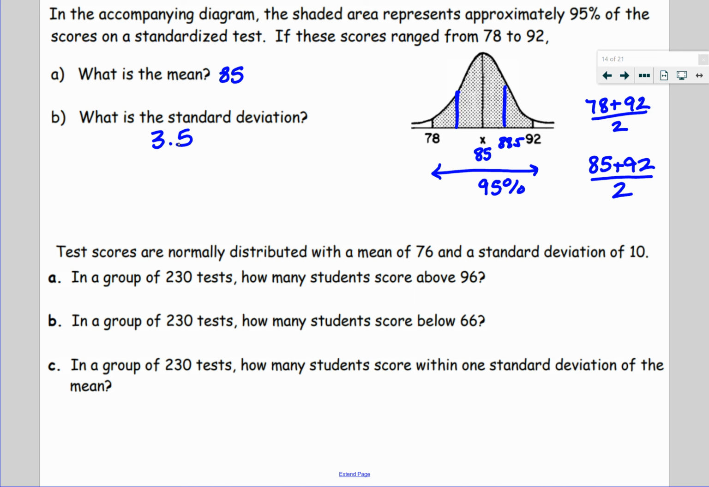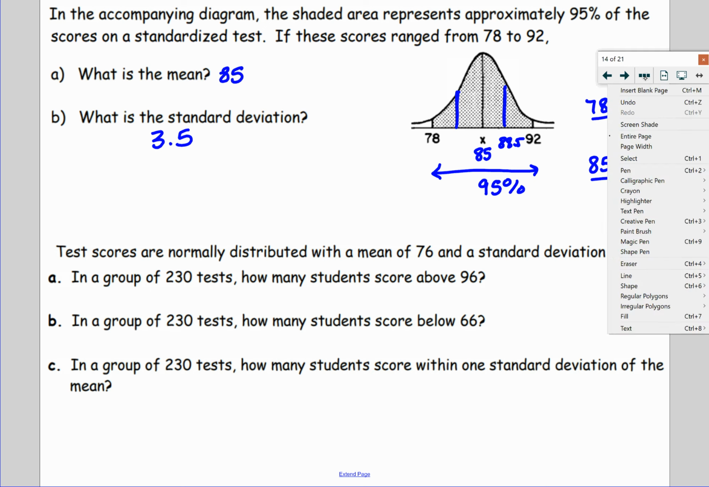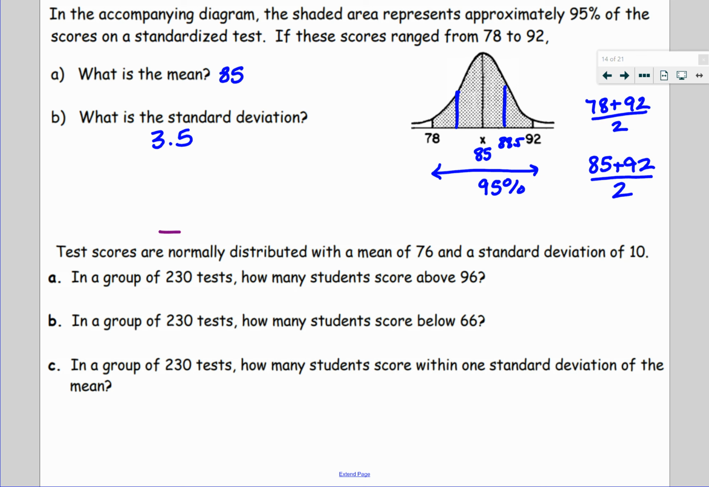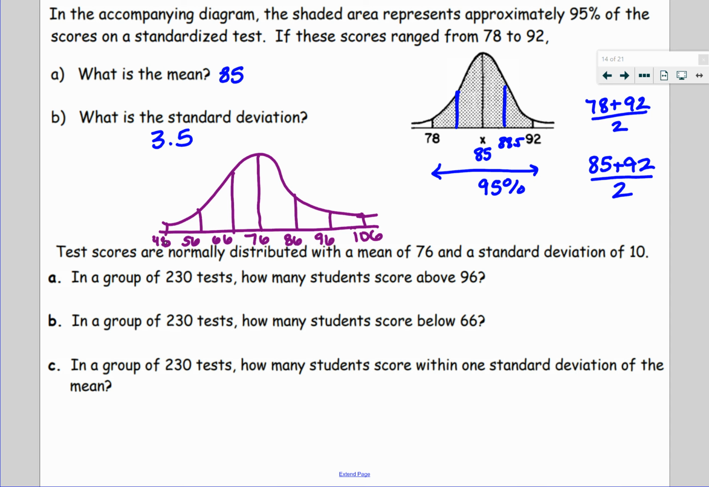All right, let's look at the one at the bottom. Test scores are normally distributed with a mean of 76 and a standard deviation of 10. In a group of 230 tests, how many students scored above a 96? I'm going to draw a picture again. Rough sketch here, okay? Normal curve. Mean is, what was my mean? 76. And then I'm just counting up by 10. 86, 96, 106, 66, 56, 46. Mean's right in the middle, 76. Nice and pretty because we have a standard deviation of 10.